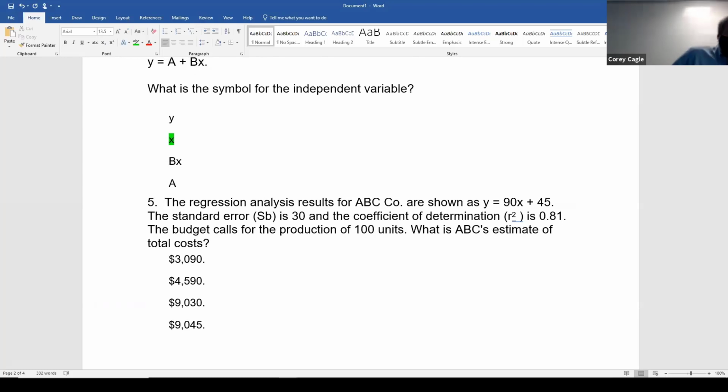The regression analysis results for ABC Company are shown as y equals 90x plus 45. So you rewrite that however you want. The standard error is 30. You don't even know what that is or care. And the coefficient of determination, R squared, is 0.81. The budget calls for production of 100 units. What is their estimate of the total cost? So they gave us a whole bunch of junk we don't need. All we have to do is plug into that formula.